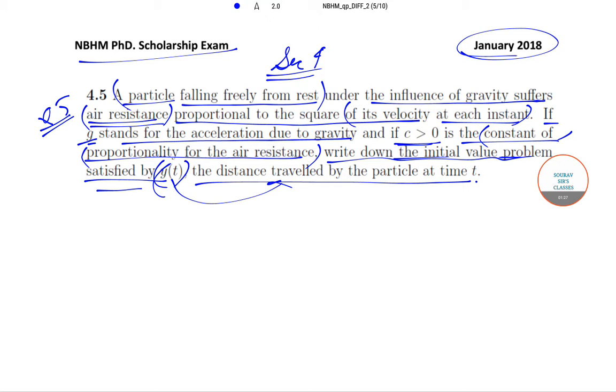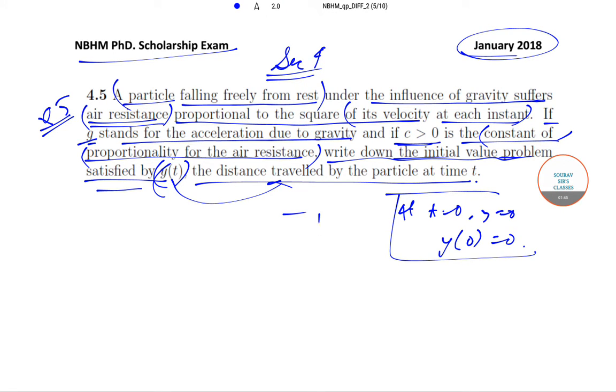So what can we get? Basically a particle was at rest, and so at t equal to 0, y is equal to 0, or we can write that y(0) is equal to 0 from the first condition since it is at rest, and then it falls.